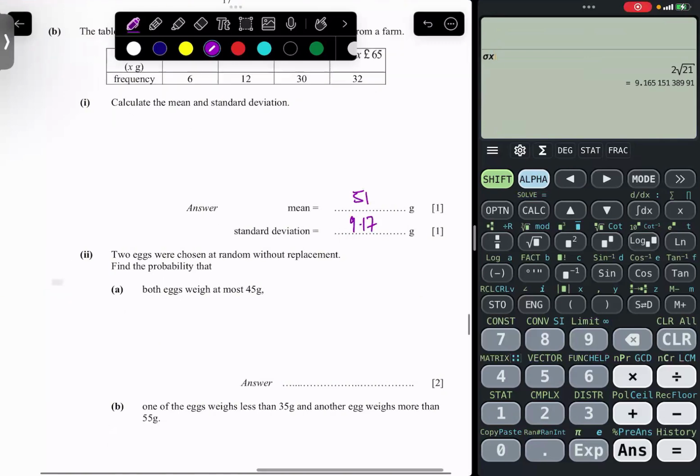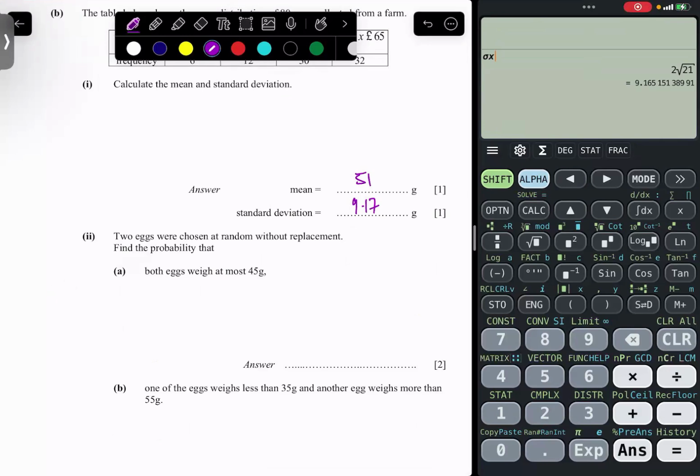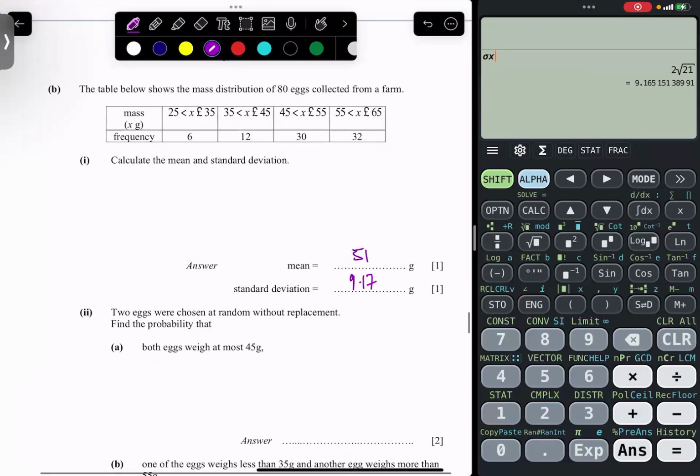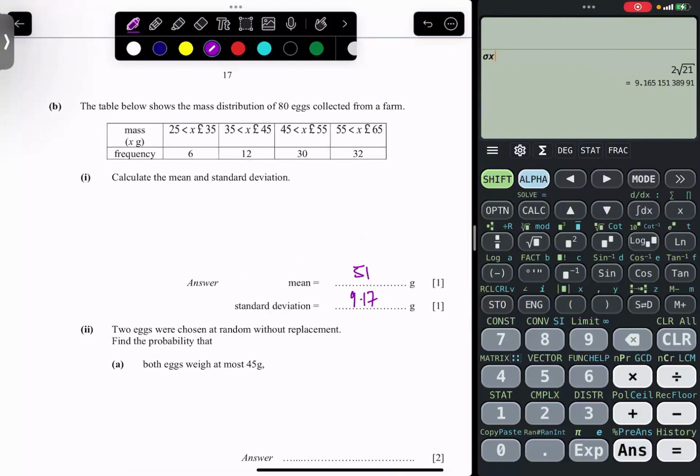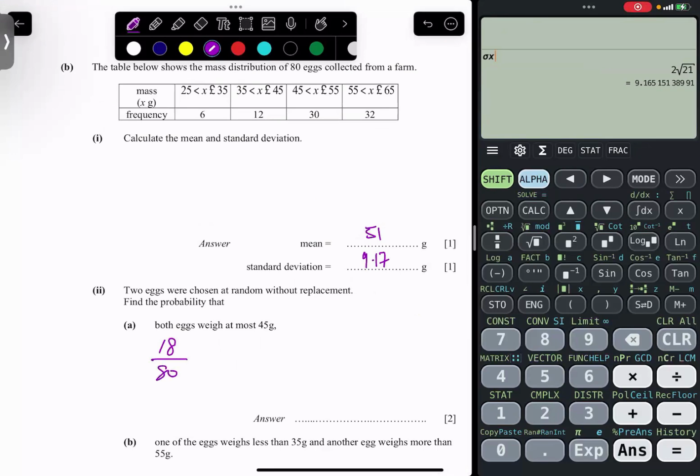Two eggs were chosen at random without replacement. Find the probability that both weigh at most 45 grams. The units is a little bit of an error, it is supposed to be grams. Both weigh at most 45, so you don't want it to exceed 45. So you have 18 out of 80 multiplied by 17 out of 79. Okay, so you get 153 over 3160.